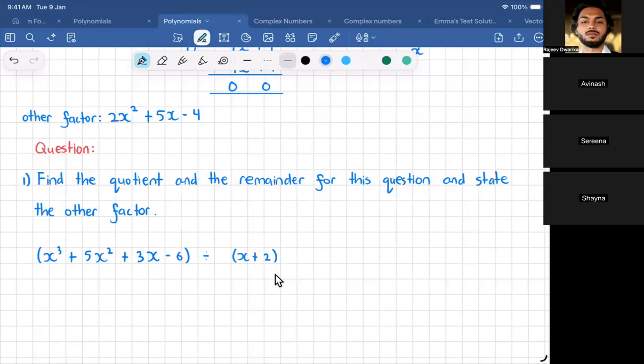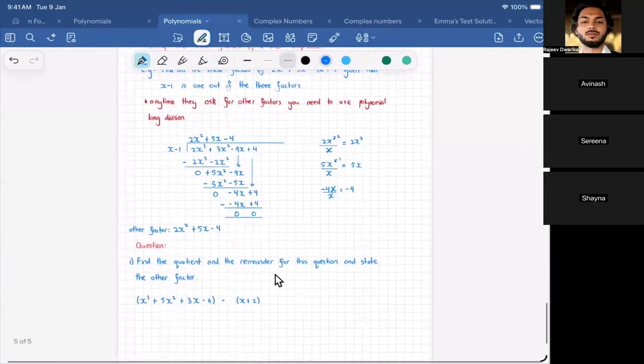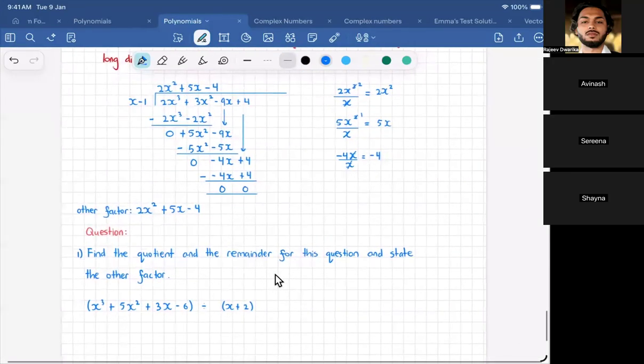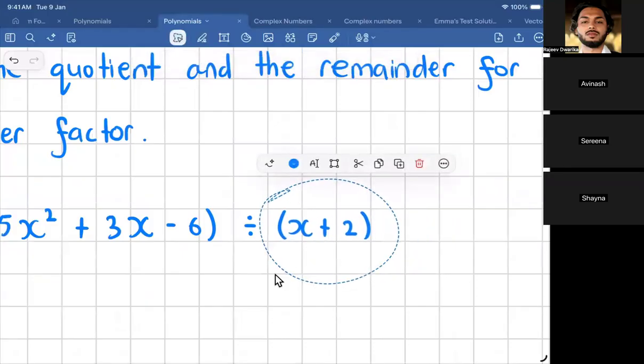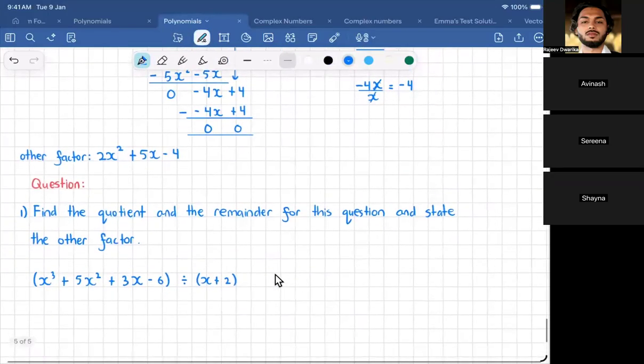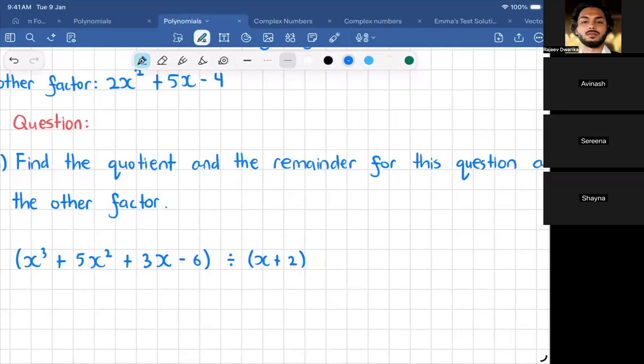Right, so good luck. Try that question. And I'll leave this question here as an aid when you're doing it. Right? So Avinash, tell me if you're extremely confused. Do you even know where to start with this question?